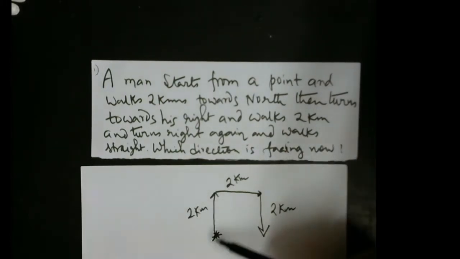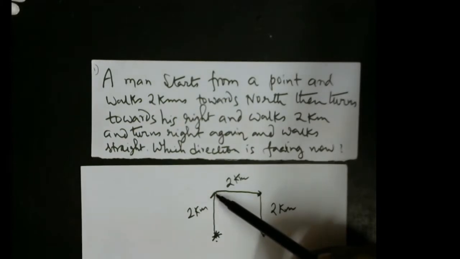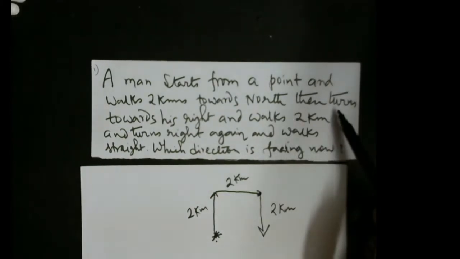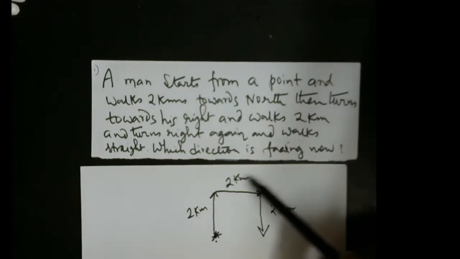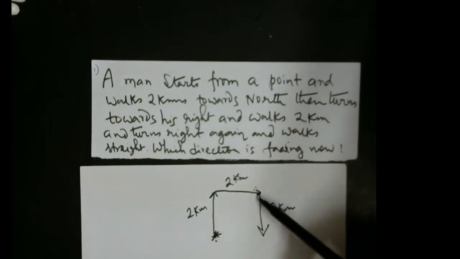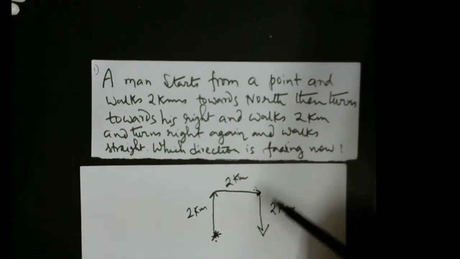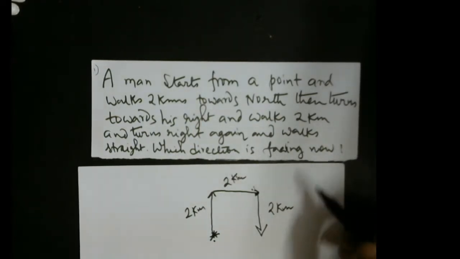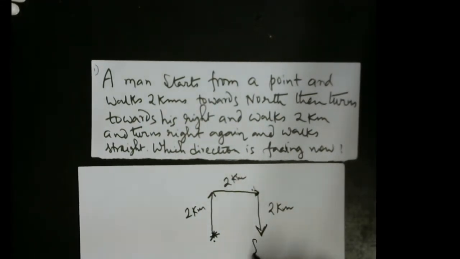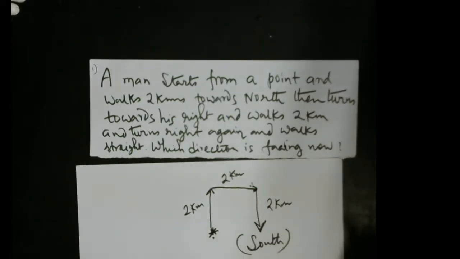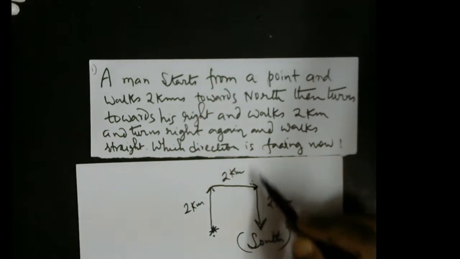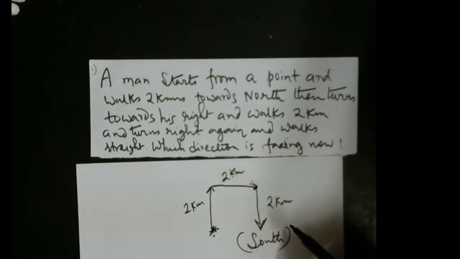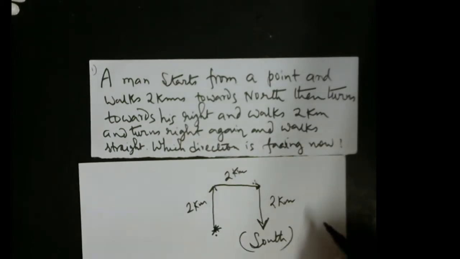What happened? He started from this point, 2 kilometers, then right side 2 kilometers, and again right side 2 kilometers. Finally he walks straight 2 kilometers. Now the question: which direction is he facing now? South. So if you draw it properly and decide which direction the final arrow is showing, you will get the final direction in which he is moving. This is the first type. The answer is south.